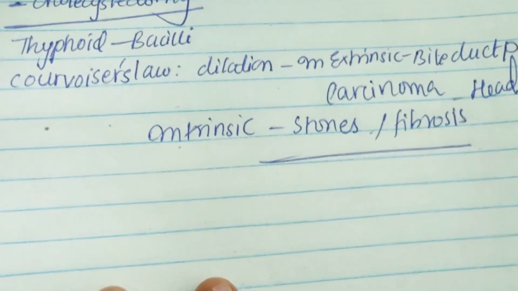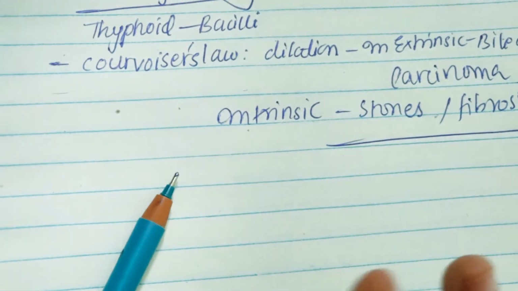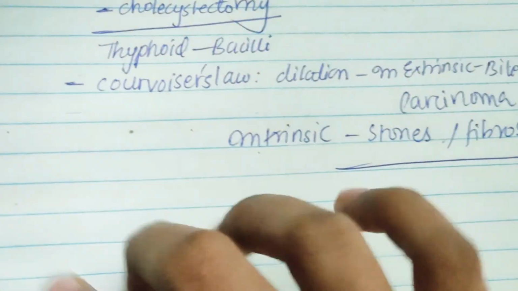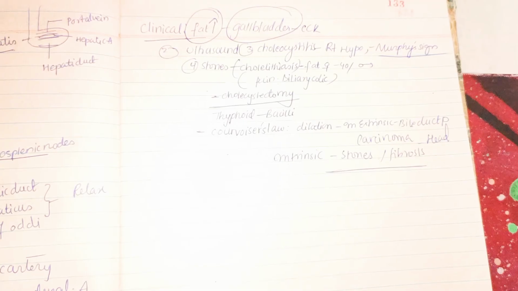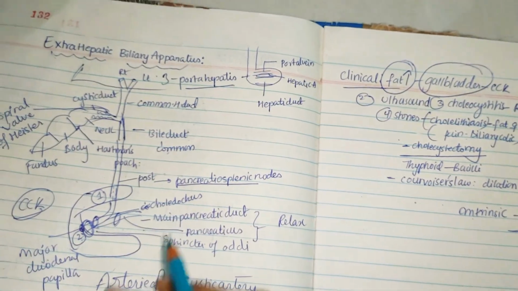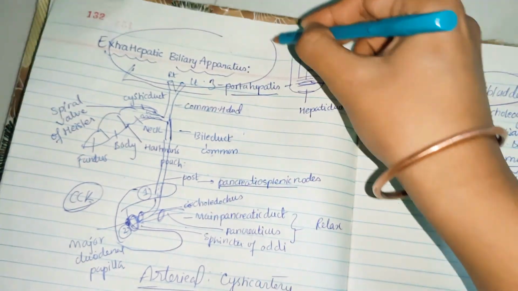So by this we have completed the gallbladder, mostly the clinical anatomy of the gallbladder, and we have also discussed the extrahepatic biliary apparatus. Okay.